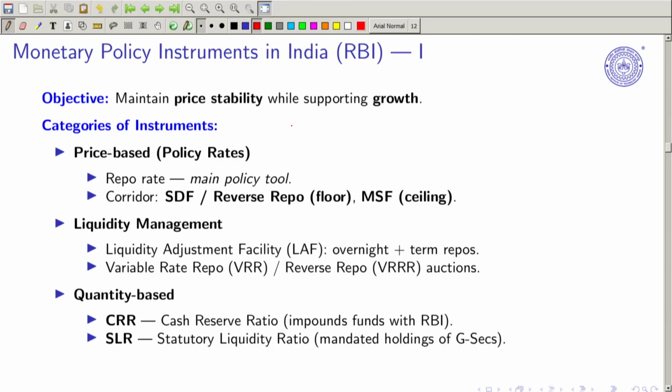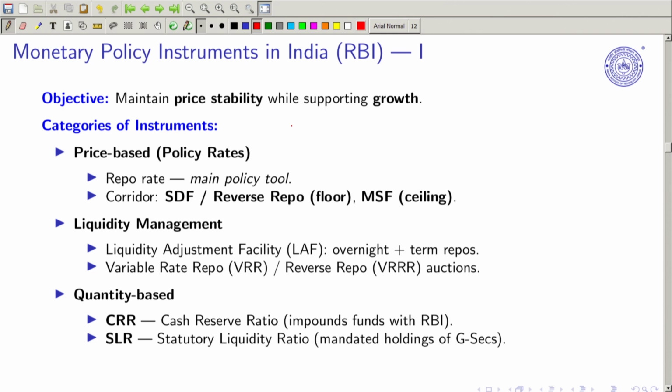Let us understand first the monetary policy instruments in India. What is the objective? The objective of the central bank is to maintain price stability while supporting economic growth. There are different types of instruments. First is the price based, which is the policy rates. The price based instrument that we often mention is the repo rate. In India it is the principal policy tool. So, repo rate here we have.